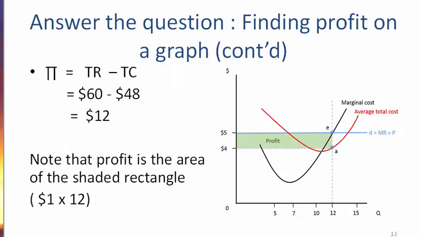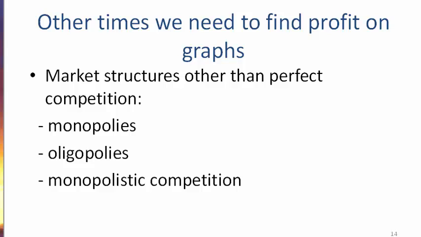Okay, we can use this information to find profit. Total revenue minus total cost, 60 minus 48 is $12. And note that we can also see a profit rectangle here where we see that area is $12, representing $1 times a quantity of 12. Okay, other times we can find profit on graphs. We can look at market structures other than firms in competition, such as monopolies, oligopolies, and monopolistic competition.